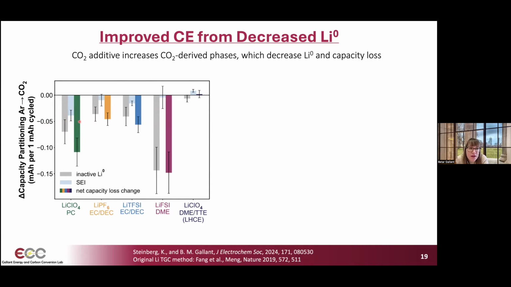The key takeaway here is that in the 4 cases where we saw a significant decrease in capacity loss overall, the efficiency gain was due primarily to a decrease in dead lithium formation, right? So the majority of this is due to the gray bar rather than the blue. On the other hand, this 5th electrolyte initially exhibited very little dead lithium, and so there was not much to change with the addition of CO2.